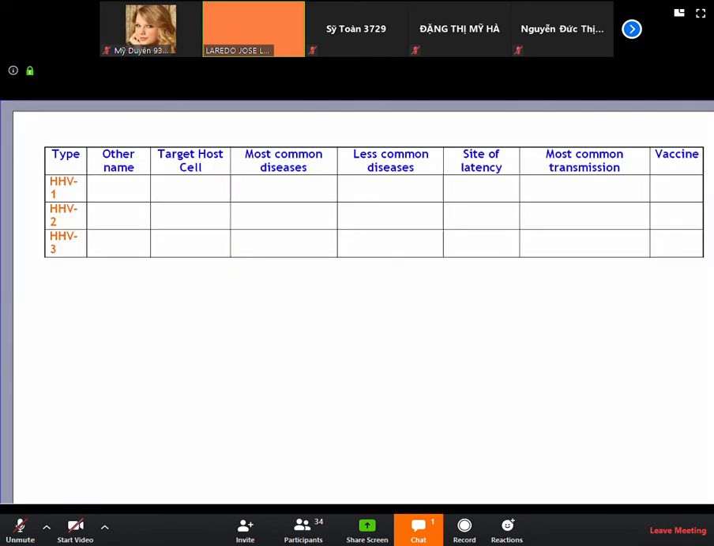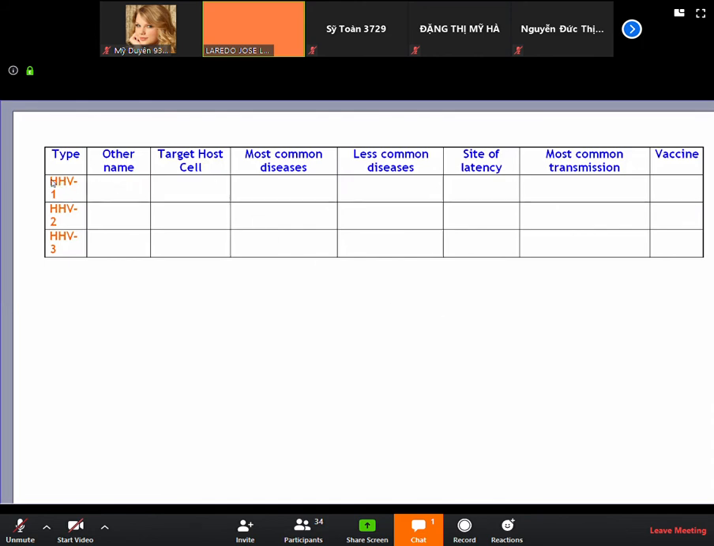This is the table that you have with viruses. Because we are going to study a lot of information, we are going to follow this table, okay? Because it's easier. So look, before we start, we are going to fill this table.